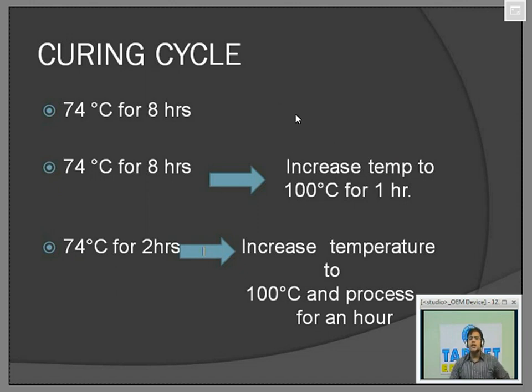So let's have a look at the curing cycle, which can also be asked since it is related to the topic. There are three types of curing cycles. First is 74 degrees centigrade for 8 hours. The second is first 74 degrees centigrade for 8 hours, then increase the temperature to 100 degrees centigrade for 1 hour. And the third curing cycle is heating at 74 degrees centigrade for 2 hours and increasing the temperature to 100 degrees centigrade and processing for an hour. So these are three types of curing cycle.